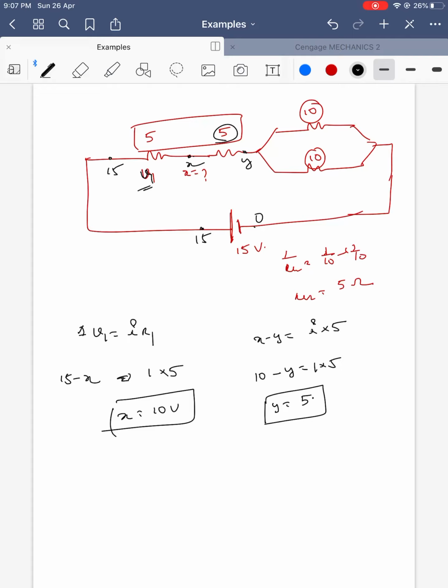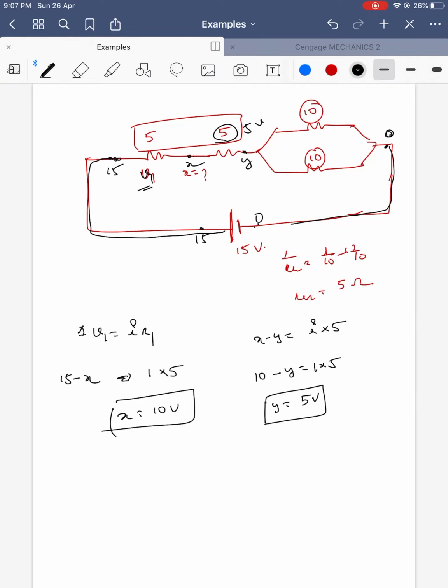Y is equal to 5 volt. Y value 5 volt is a value here. How much is the potential here? 0, because 0 is here, throughout here up to here 0, because there is no internal resistance now. Up to this way there will be no drop of potential. So these are the examples to solve.